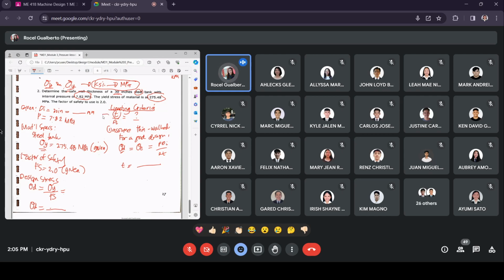So we'll go back to the limiting criteria. You make use of this T over D sub I, using this thickness, and then see what is the value. If this value is less than or equal to 0.1, then this answer is correct. But if not, if greater than 0.1, you need to recompute. Did you get it? Hello?